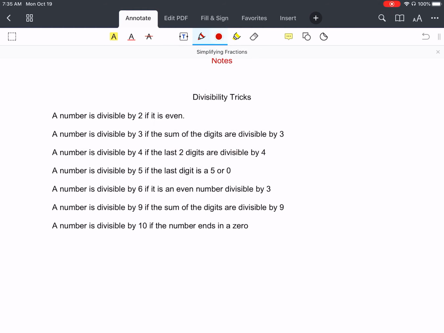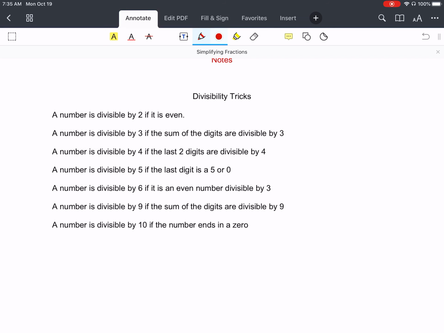So, a number is divisible by 2 if it is even. That should be pretty self-explanatory. So if you have a fraction and both numbers are even, then you know you can at least divide by 2. All right, we're going to focus on the 3's. So it says a number is divisible by 3 if the sum of the digits are divisible by 3.